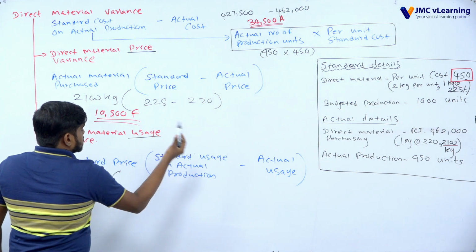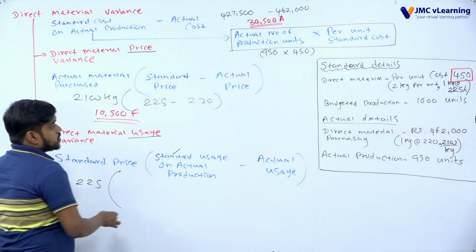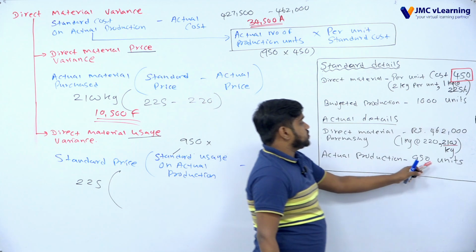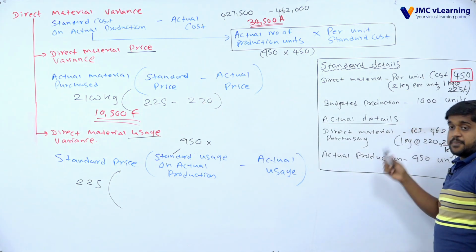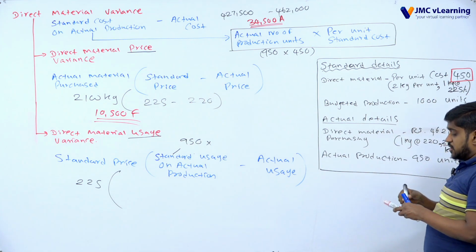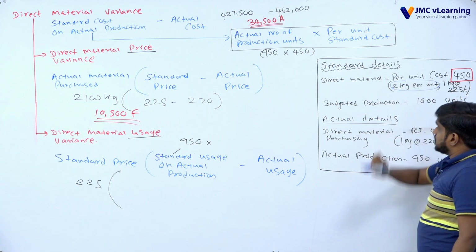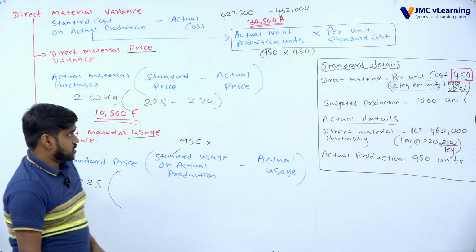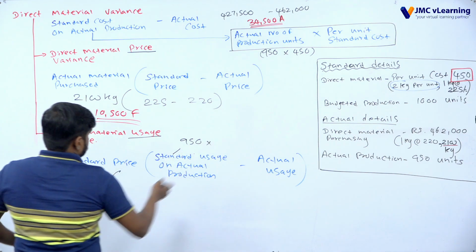We should multiply our actual number of units by the per unit standard usage. How about our actual number of production units? It's 950, so our actual production is 950 units. Then we can multiply this 950 by the per unit standard usage. How about our per unit standard usage? They say 2 kilogram per unit. This is the standard usage per unit, 2 kilogram. Then simply we can multiply it by 2.